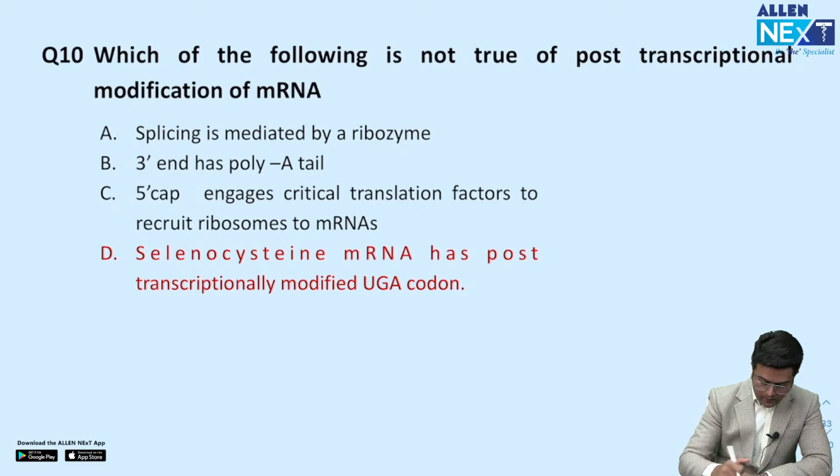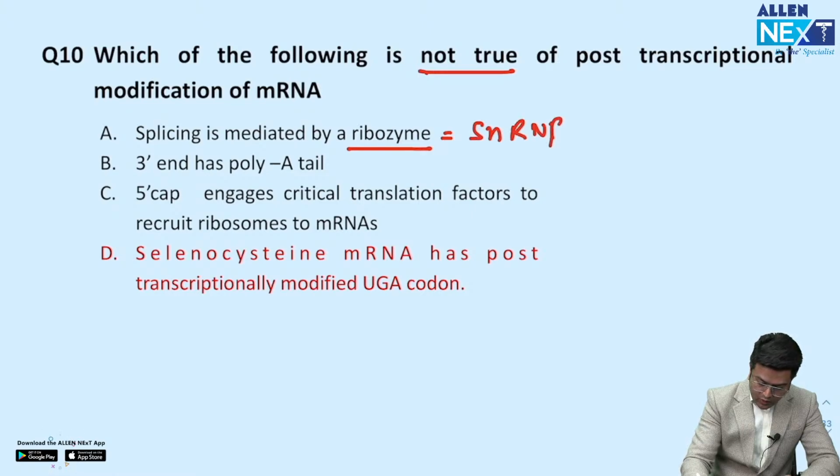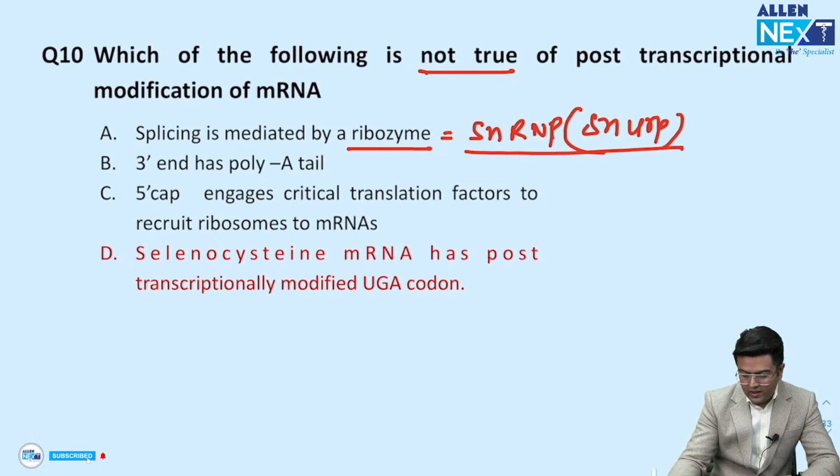Right, guys? So splicing is mediated by a ribozyme, option A. So guys, that is correct. The question is which is not true. So what are the ribozymes? That is called as SNRNP or the SNRP proteins. Right, SNRP protein. So guys, can you name me some more ribozymes?